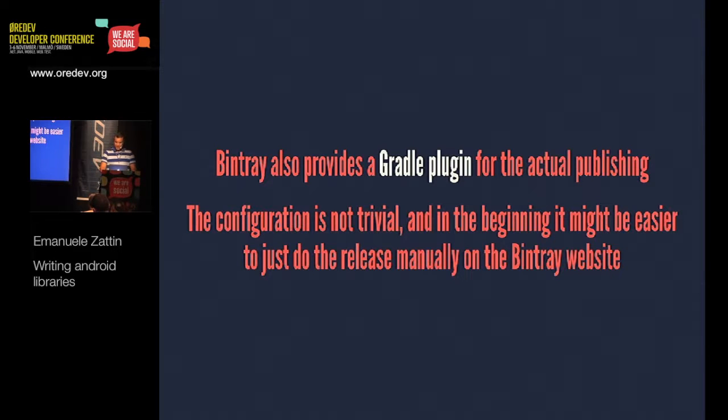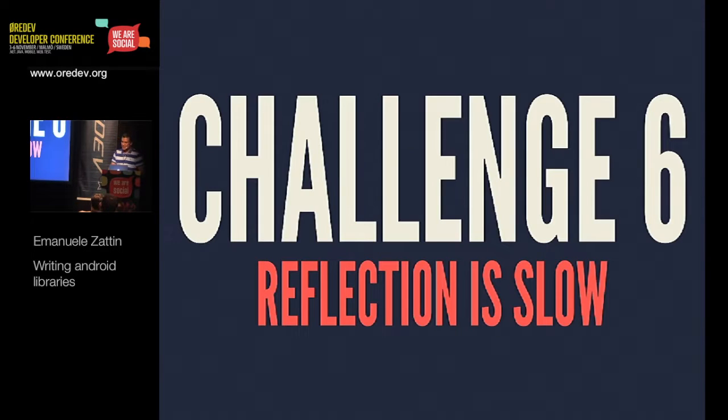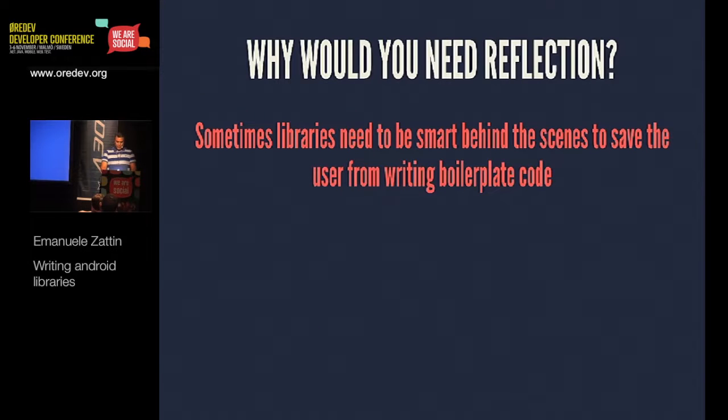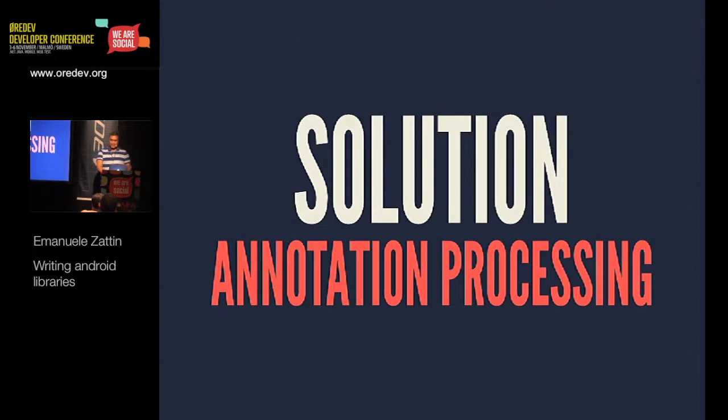So getting more advanced, there are some challenges ahead. In the Android world, reflection is slow, actually painfully slow. Java seems to have solved the problem, but in Android it's still quite a big problem. Why would you need reflection in the first place? Well, sometimes you need to make life easier for your user, and that means that you have to generate some code for them and allow them to write less boilerplate code. And the way to do this is through annotation processing.